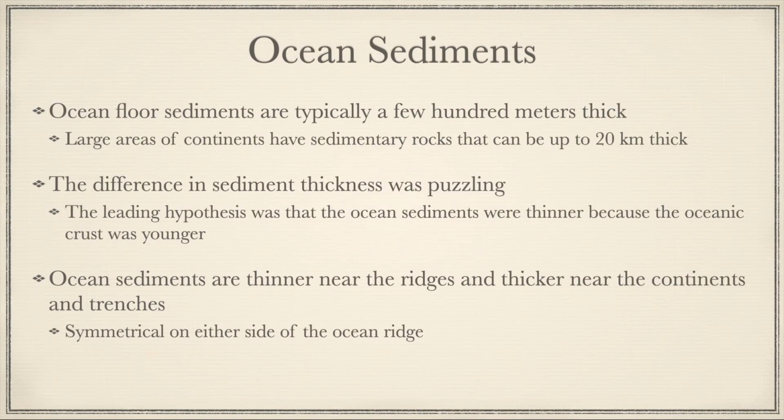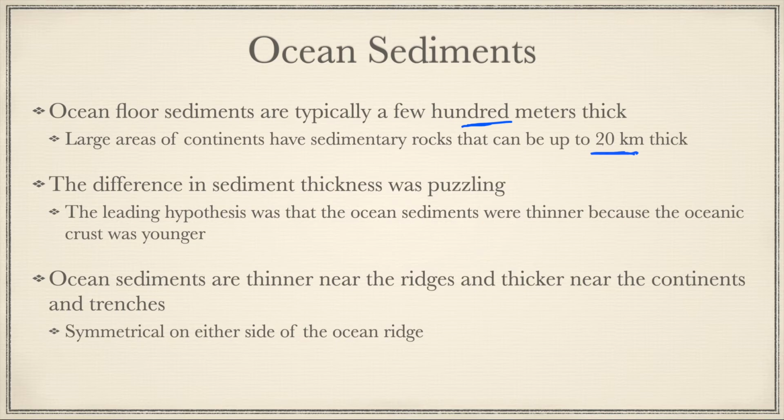So ocean floor sediments are typically a few hundred meters thick, whereas large areas of continents have sedimentary rocks that can be up to 20 kilometers thick. So we have a few hundred meters of sediments, being silt and sand and clay and stuff that would fall and make a layer of fine particles. But on the ocean floor, we have sediments that are a few hundred meters thick. But if we got on the continents, we can have areas of sedimentary rocks that are 20 kilometers thick. So the difference in sediment thickness was puzzling.